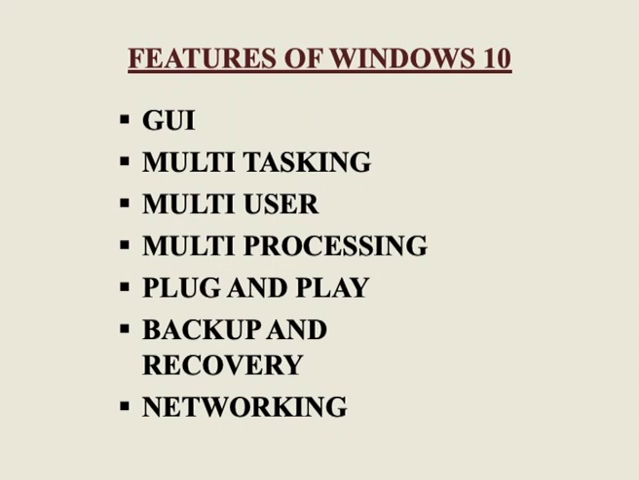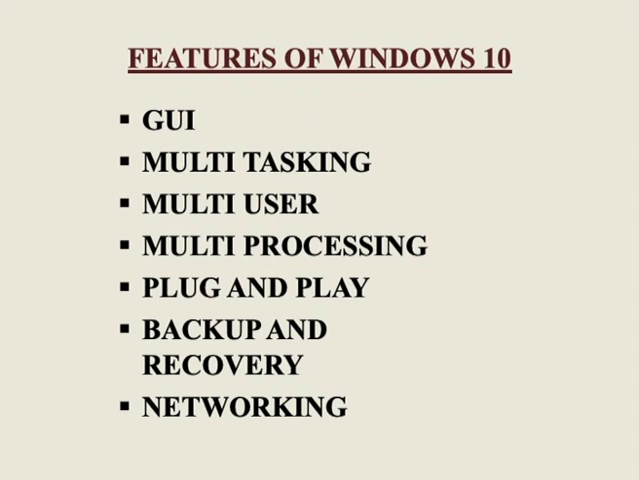Next, backup and recovery. The files, the data, the folders, whatever there is, we can back up. What is the necessity of having a backup? When there is a failure in a hard disk, we are afraid our data files might have been damaged. But with the help of Windows 10, we can get them back. Next, networking. It provides the facility of maintaining and troubleshooting networks, like the Wi-Fi and the internet we use for our systems.